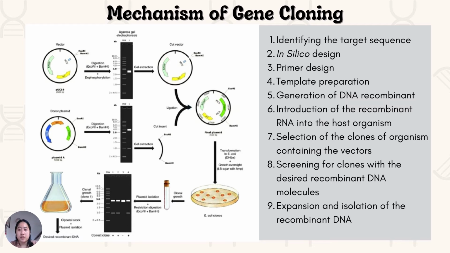The seventh step, selection of the clones of organisms containing the vectors. The selection of the organism that carries the drug-resistant DNA marker and the desired plasmid is allowed because bacteria are cultured on semi-solid agar media containing the appropriate selection agent.